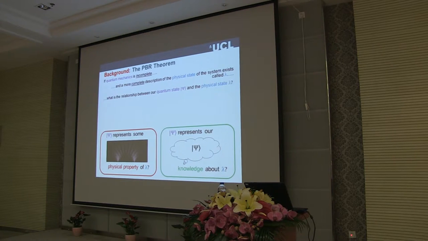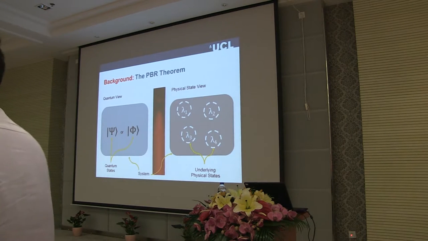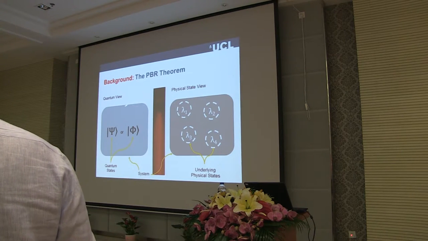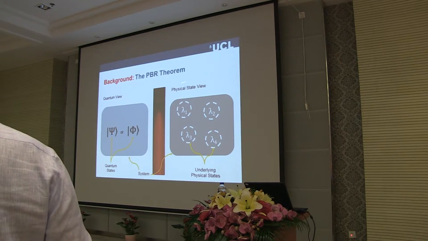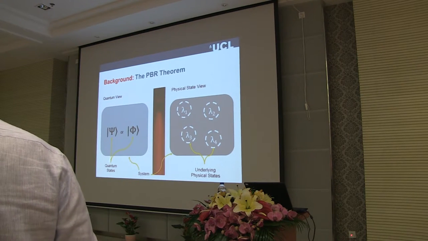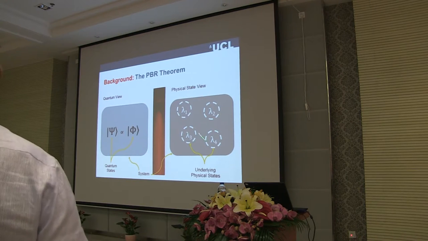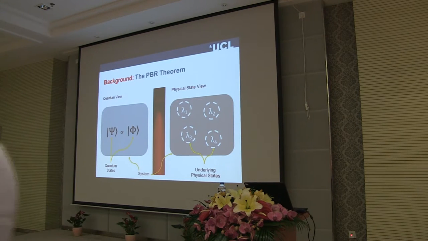Suppose there is this super quantum world in which we are living, and what we are calling quantum is only this partial knowledge. If that is the situation, they want to rule out such situations. So what they do is as follows. We have a quantum view, and then there is a physical state view. Let's say we have two states psi and phi, and these are various other bigger physical states. I'm just using the word bigger.